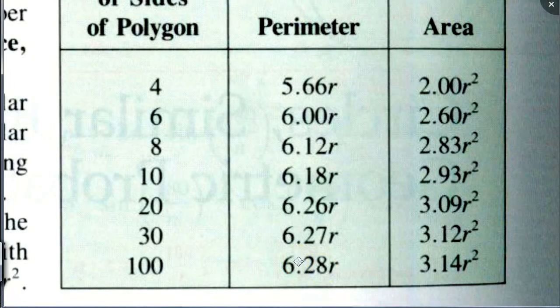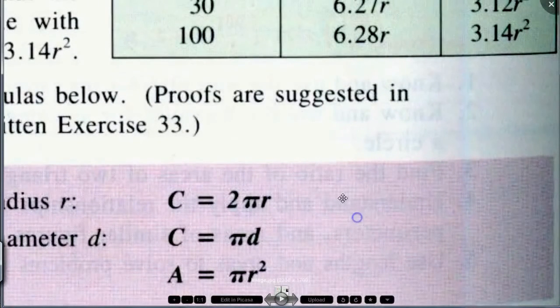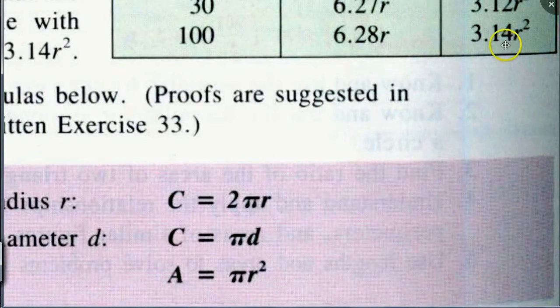Wait, but it doesn't make sense. Why not? How is the area pi r squared? Because what was the area of a circle? Oh, wait. Yeah, pi r squared. You see how it's very polygon. We're using these regular polygons to help us see why we get that number pi, 3.14, right?